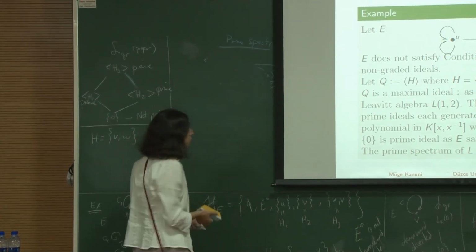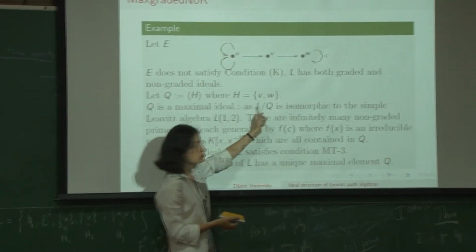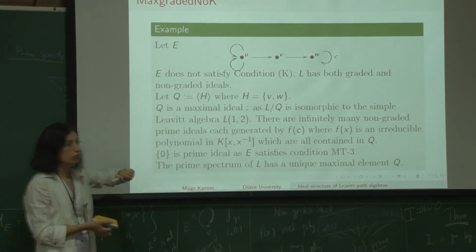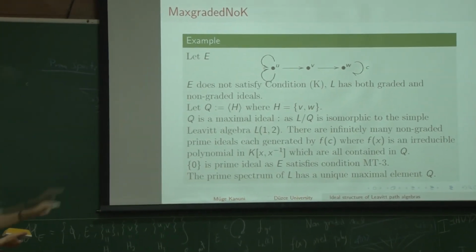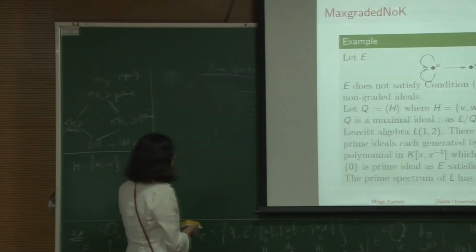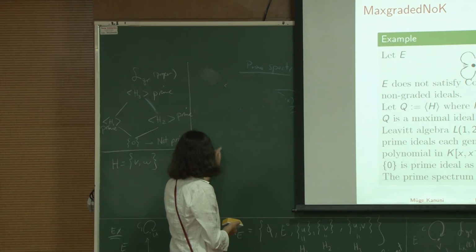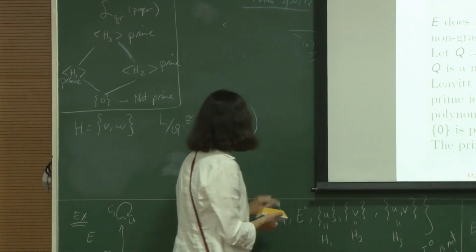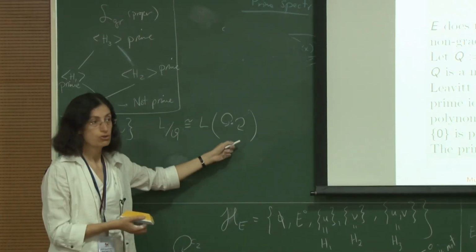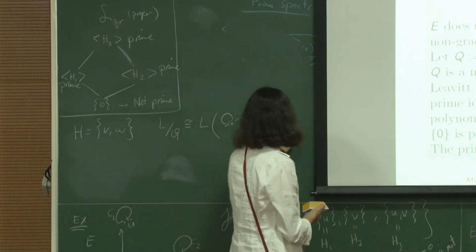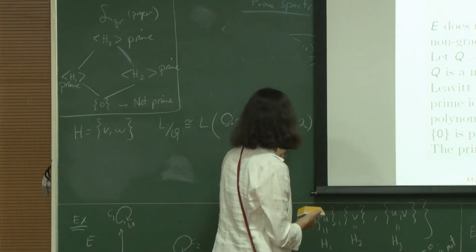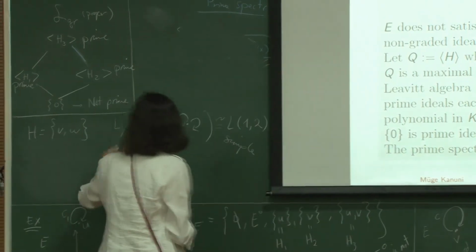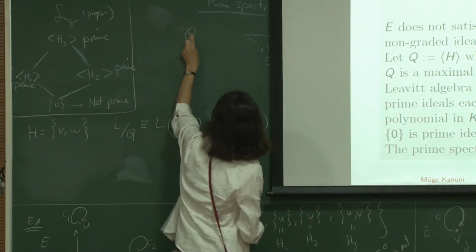The reason being, if you quotient it out with a maximal ideal in the algebra, it is simple. Well, if I quotient L over Q, now from the theorem, get rid of V and W, what is the quotient? Q is isomorphic to the Leavitt path algebra of this guy. Well, this is the rose with two petals, so this is isomorphic to the Leavitt algebra of 1, 2. But Leavitt proves that this is simple. So we know that Q is a maximal ideal.